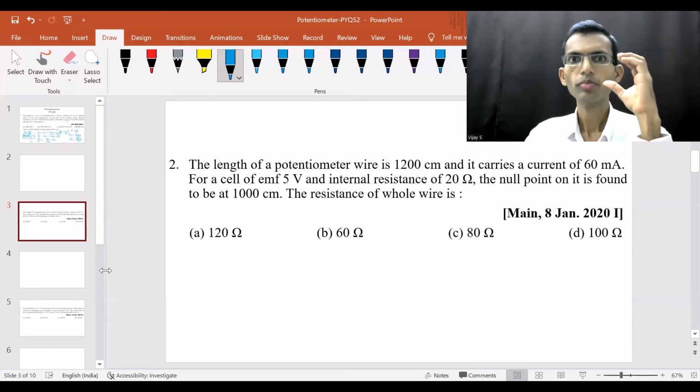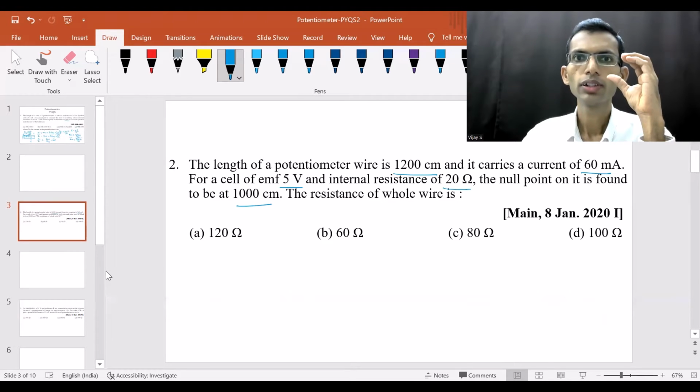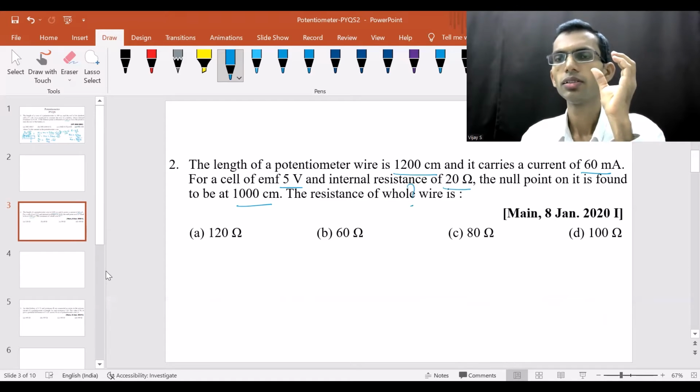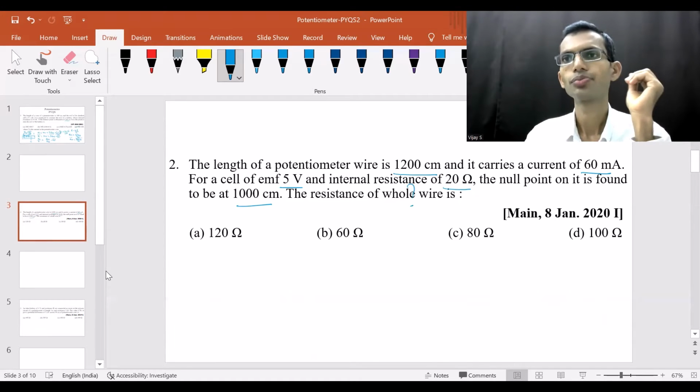Right. The length of a potentiometer wire is 1200 centimeter and it carries a current of 60 milliamps. For a cell of EMF 5 volts and internal resistance of 20 ohm, the null point on it is found to be at 1000 centimeter. The resistance of whole wire. So he is asking resistance of whole wire.